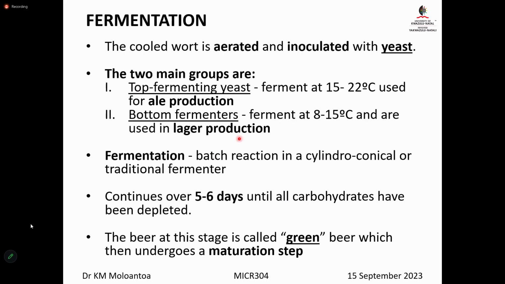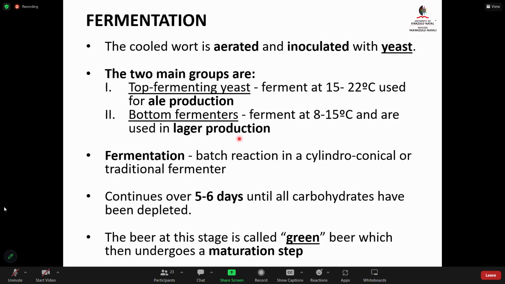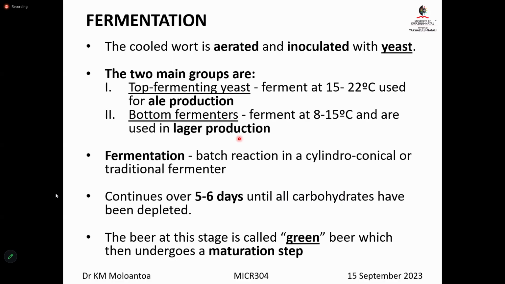And then fermentation takes place in the batch. Of course, you have to add the wort, add your yeast, and then close it up, allow fermentation to take place over time. So batch reaction in a cylindrical flask or traditional fermenter. Traditional fermenter is simply a bucket. Those that are familiar with the process, making umqombothi is literally a traditional fermentation process where you add your grains and then you add the yeast, you cover that up.